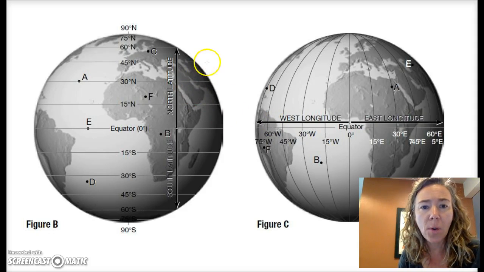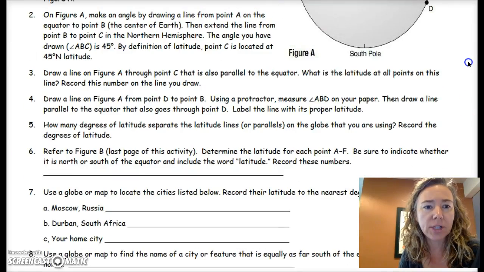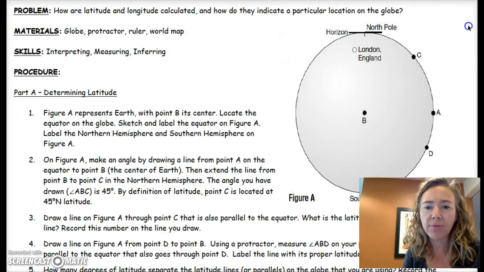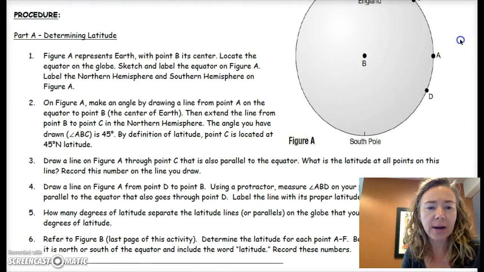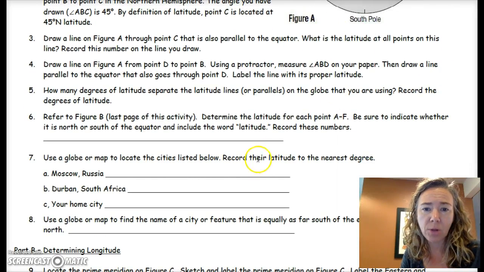Okay, so going back over these questions, did we answer them all? Questions 1 through 4, we're looking at figure A and drawing lines. Question 5, we're looking at our globe. Question 6, we're looking at figure B. And then on your globe or map for number 7, you're doing exactly what I did from my hometown, except you're doing it for Moscow, Russia.